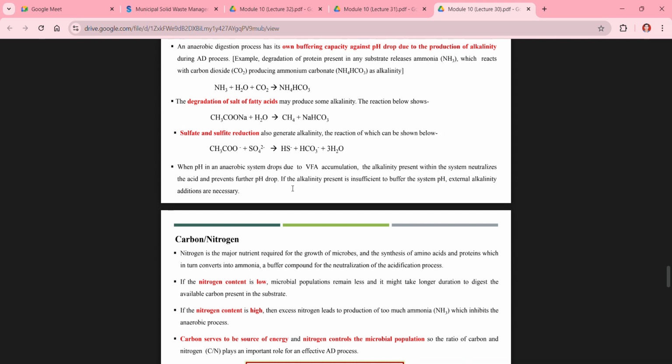So these reactions are going to provide the buffering action during the whole anaerobic digestion process against the decrease in pH value due to the CO2 generation process.